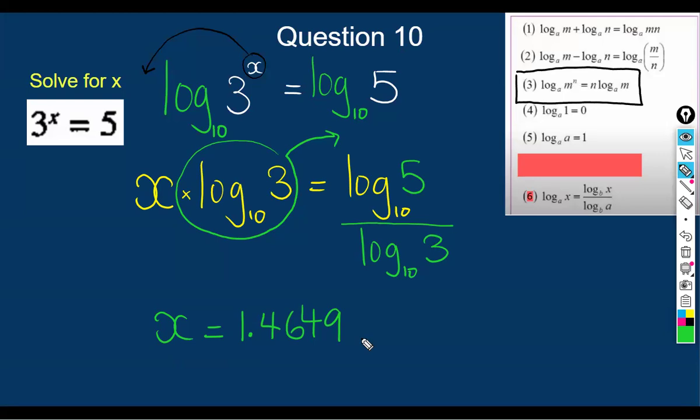So you see how useful logs can be? Sometimes it just seems almost impossible to solve for x. But using the concept of logs, you bypass that problem. Thank God for the person who invented logs, right?